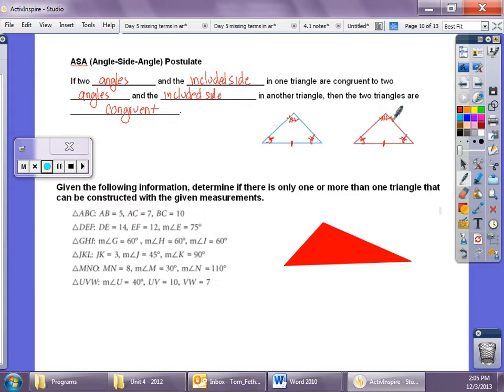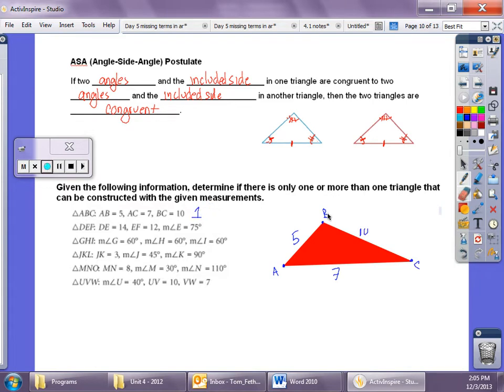So if we're given the following information, determine if there's only one or more than one triangle that can be constructed. So if we have A, B, C, AB is 5, AC is 7, and BC is 10. Well, we have 3 different side lengths. We can only have one triangle.